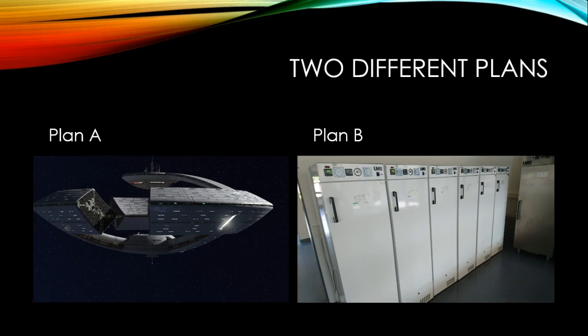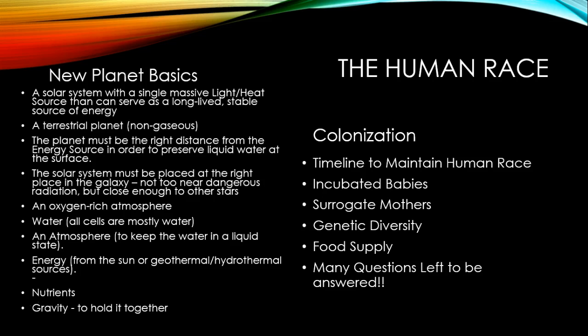Plan B, that's where another part of the biology comes into play. What they have are frozen embryos. So Plan B is for them to find a planet that can sustain human life and then incubate these embryos, develop new humans, and use these new humans to produce more humans, and so forth, in order to colonize this new planet. All right? The new planet basics.